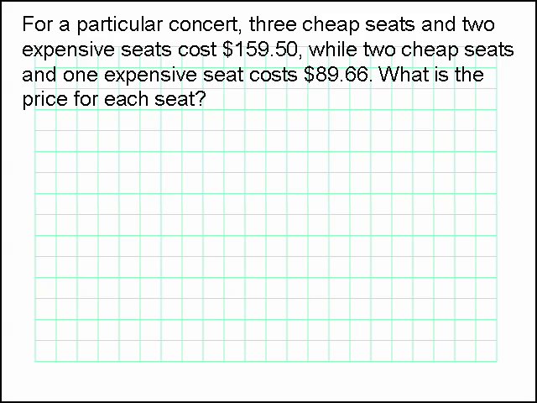So once again, we're going to start by defining our variables. And up here, we're going to let x equal the price of a cheap seat, and y will be the price of an expensive seat. Now I need to come up with at least 2 equations to solve the system.